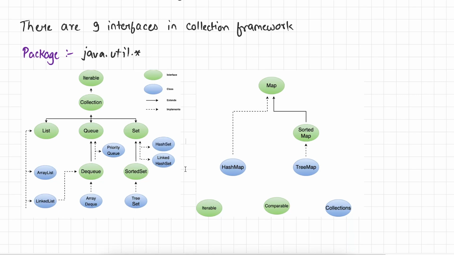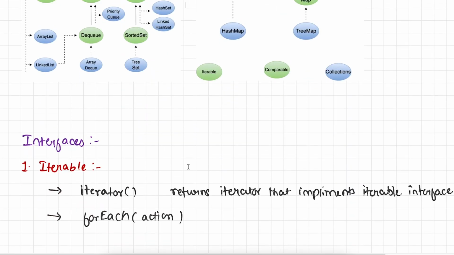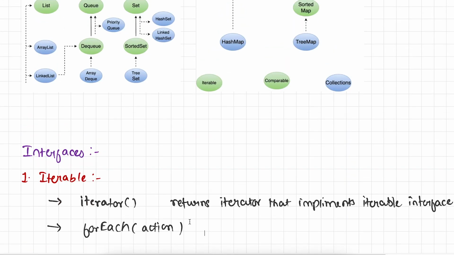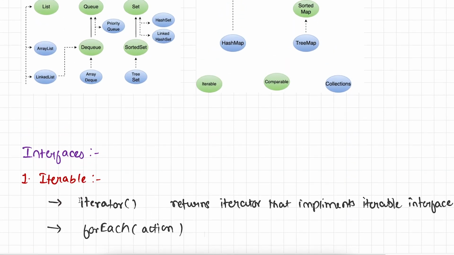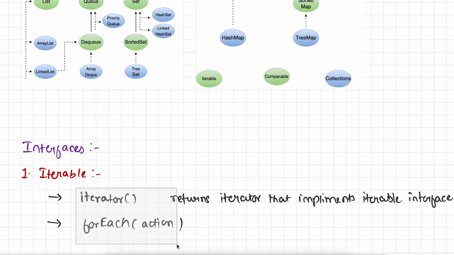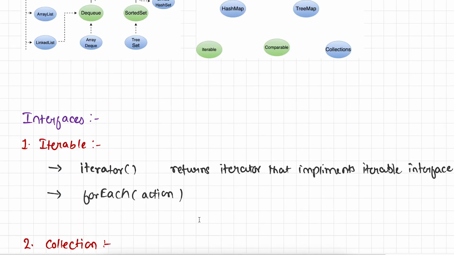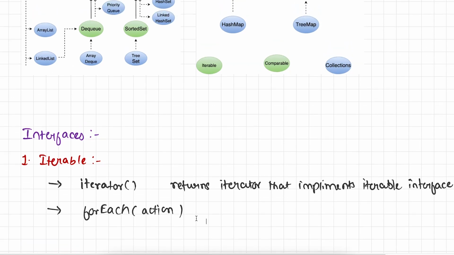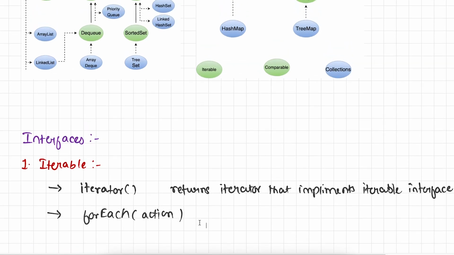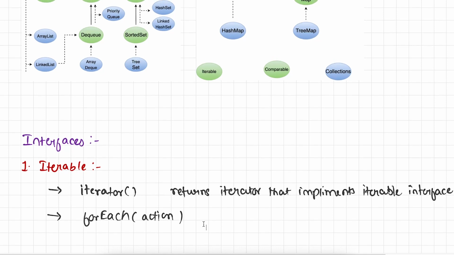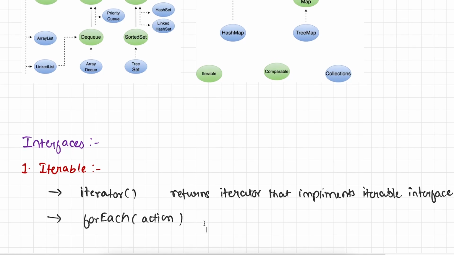So let's begin with the first interface, that is the Iterable interface. The Iterable interface defines two most used methods: the first one is iterator and the second one is forEach. Whichever collection class implements the Iterable interface must provide an implementation of the iterator method and the forEach method. And what is the job of the iterator method? Whenever we call the iterator method on any collection class, it returns an Iterator, and using that Iterator we can iterate through all the elements contained in the collection.